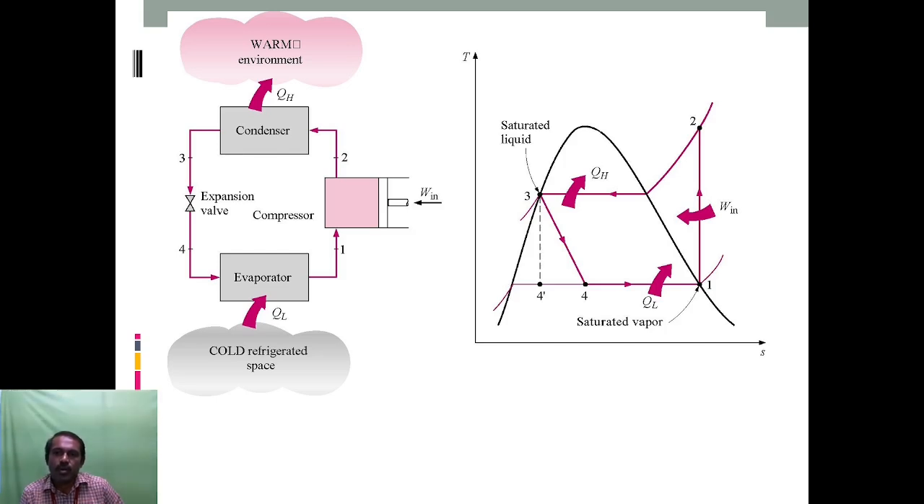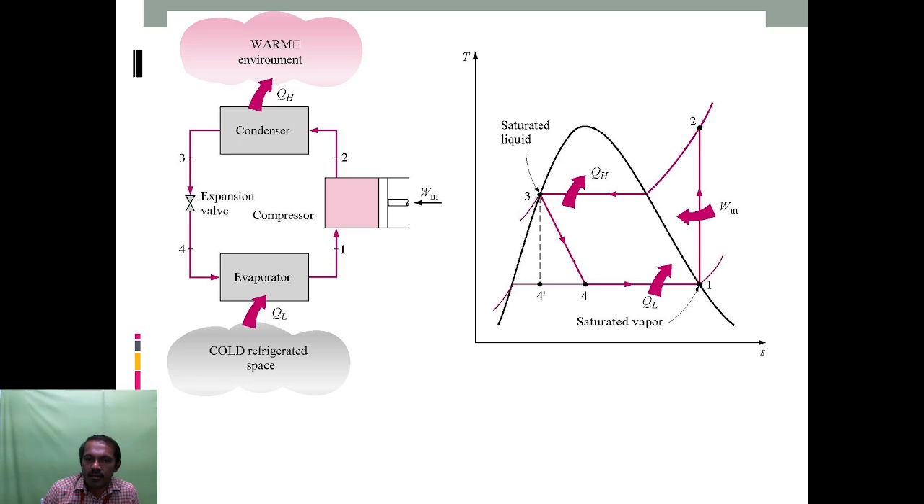Next process, 3 to 4. 3 to 4 is the expansion mode. Expansion, already told, means only changing the pressure. So high pressure is converted to low pressure. There is no change of temperature, and the liquid's pressure is reduced at the same time. So 3 to 4 is a drop in entropy.